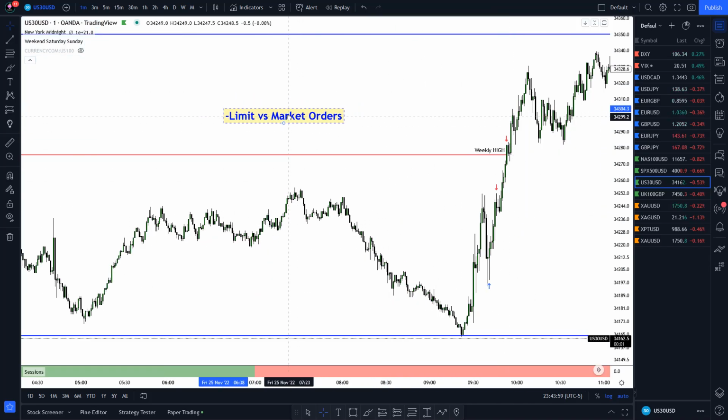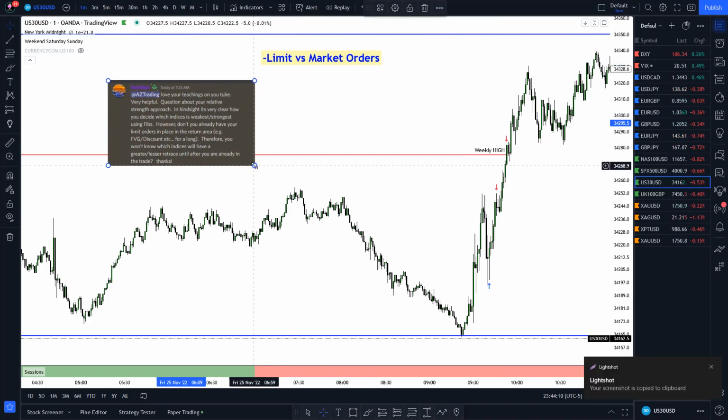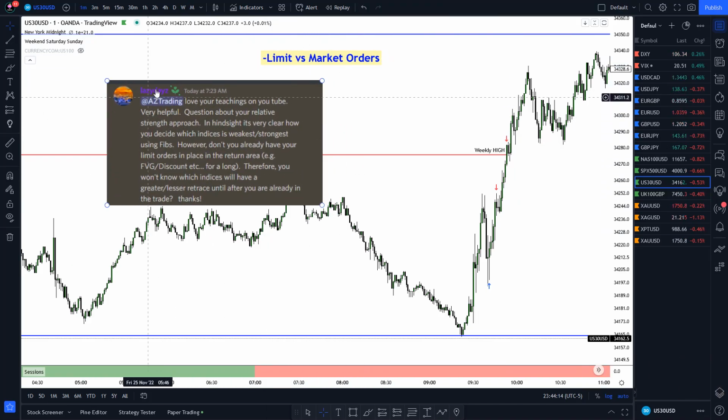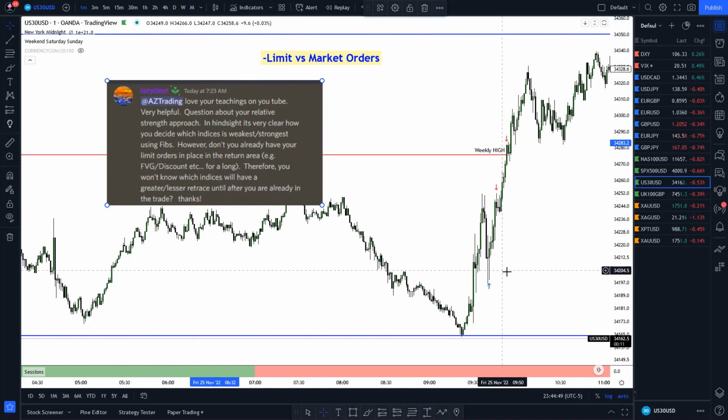Alright, that brings us on to our final topic, which is limit versus market orders. And I've just got a question here from my Discord that relates from Lazy Days, and he mentioned that when I do a relative strength analysis at the time of the entry, if I've already got a limit order in that area, then how would I know which market would be the relative strongest or weakest at that time?